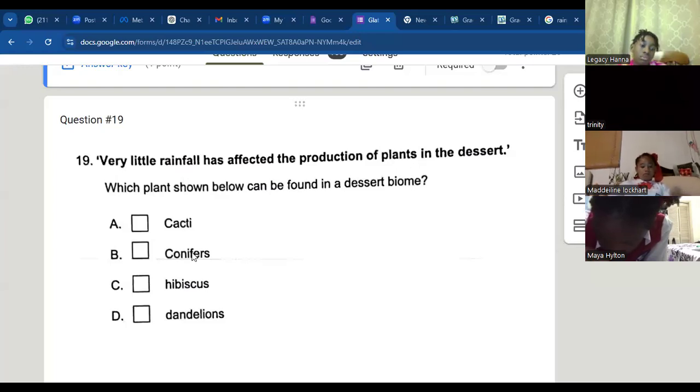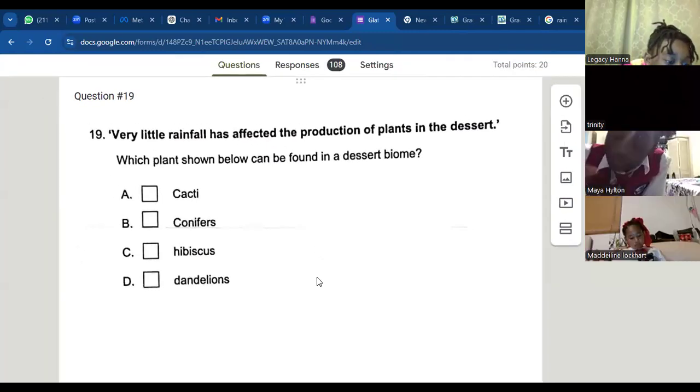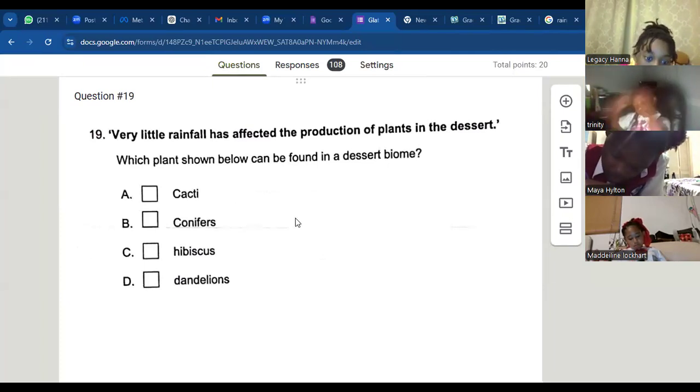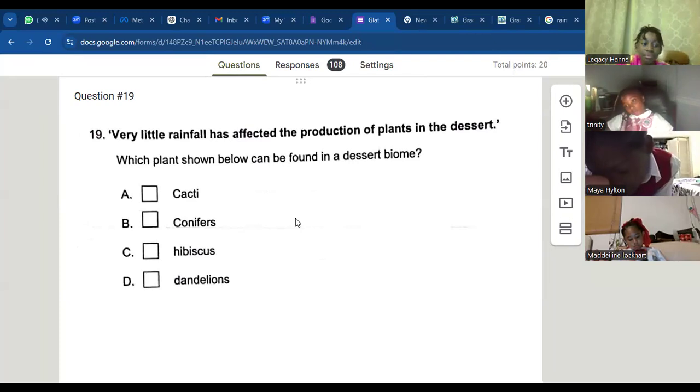What do y'all have for this one? Cacti. Cactus, right? Yeah, cactus. So we find cactus inside the desert biome.